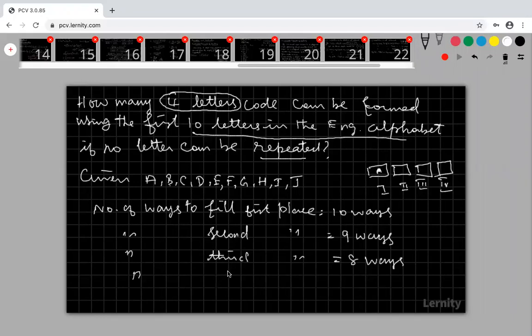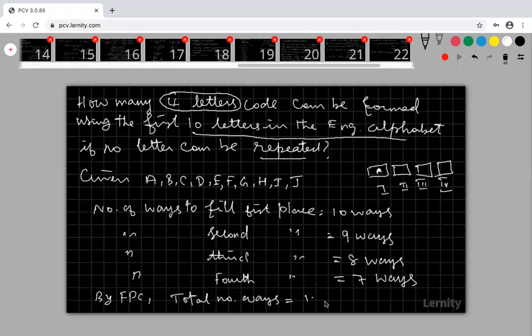So my fourth place, number of ways is 7. By the fundamental principle of counting, total number of ways is equal to 10 into 9 into 8 into 7. Multiply everything, we will get 5040 ways.